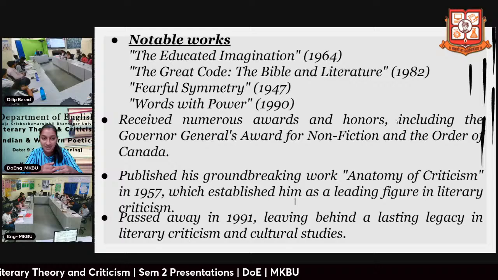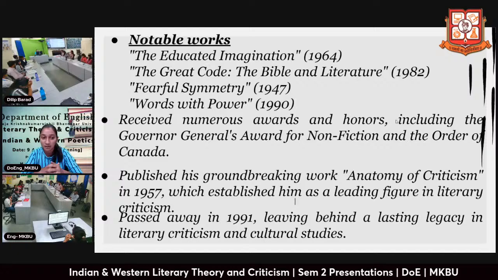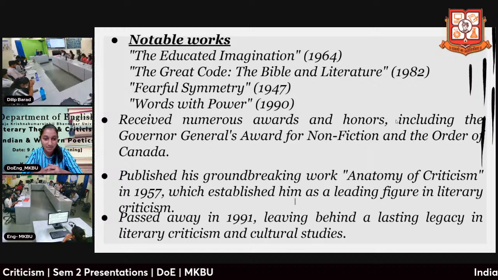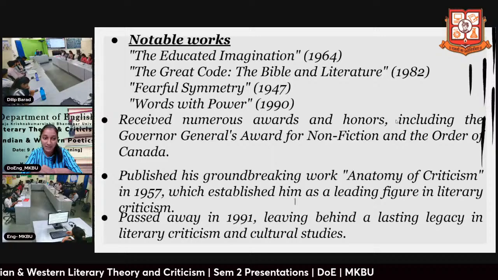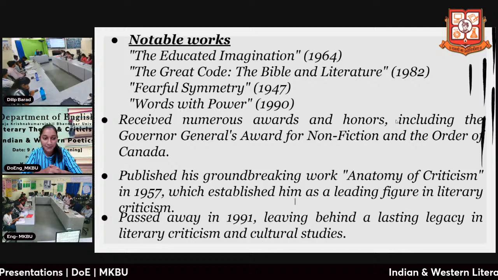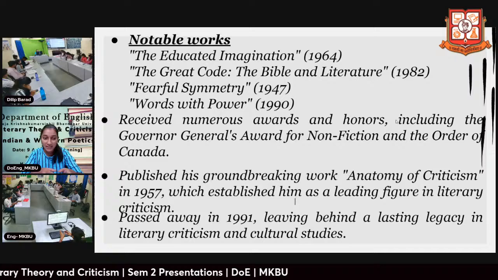Third one is Fearful Symmetry, published in 1947. Fearful Symmetry was a phrase originated from William Blake's work, and the book was written by Frye on William Blake, in which he portrayed the idea of art and poetry written by William Blake. Fourth was Words with Power, published in 1990. Words with Power explored how the power of language impacts the shaping of human culture, society, or thoughts.